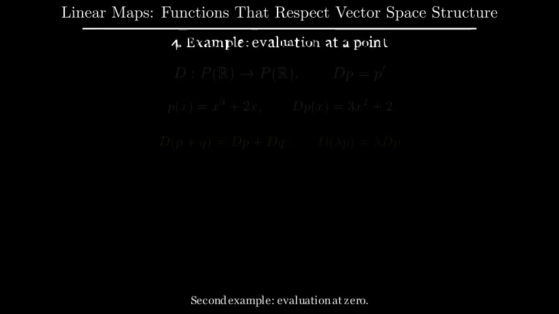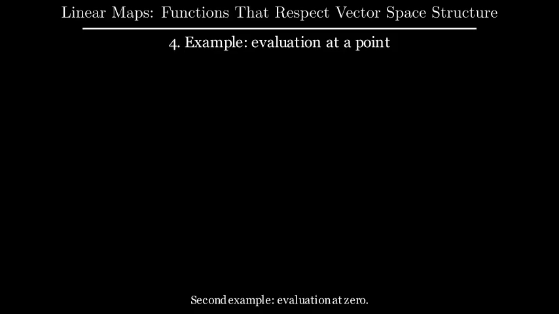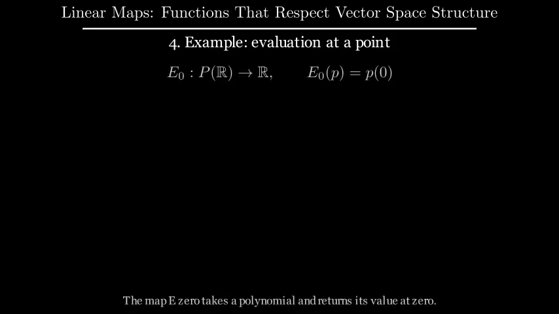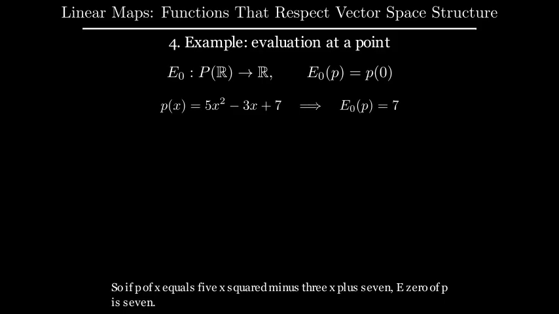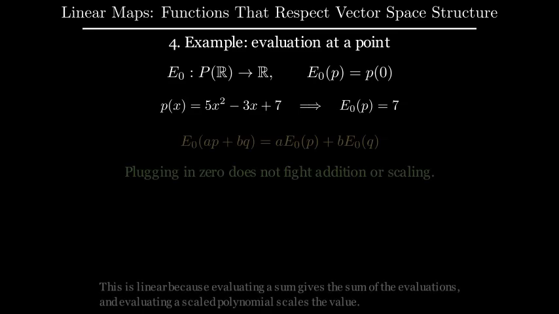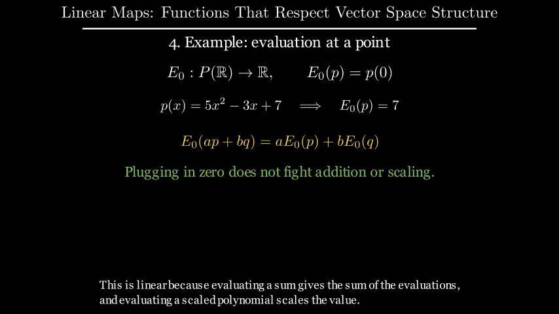Second example, evaluation at 0. The map E0 takes a polynomial and returns its value at 0. So if p of x equals 5x squared minus 3x plus 7, E0 of p is 7. This is linear because evaluating a sum gives the sum of the evaluations. And evaluating a scaled polynomial scales the value.